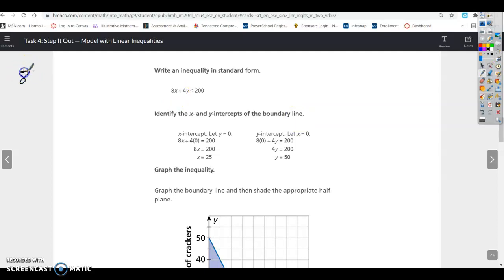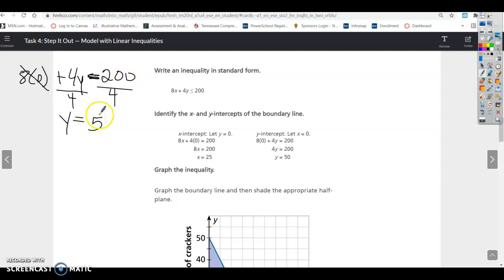So if we say 8 times 0, we can call this an equal sign for now because we're just trying to find the intercept. So this is going to cancel. Divide by 4. 4 goes into 200 50 times. So that's 50.